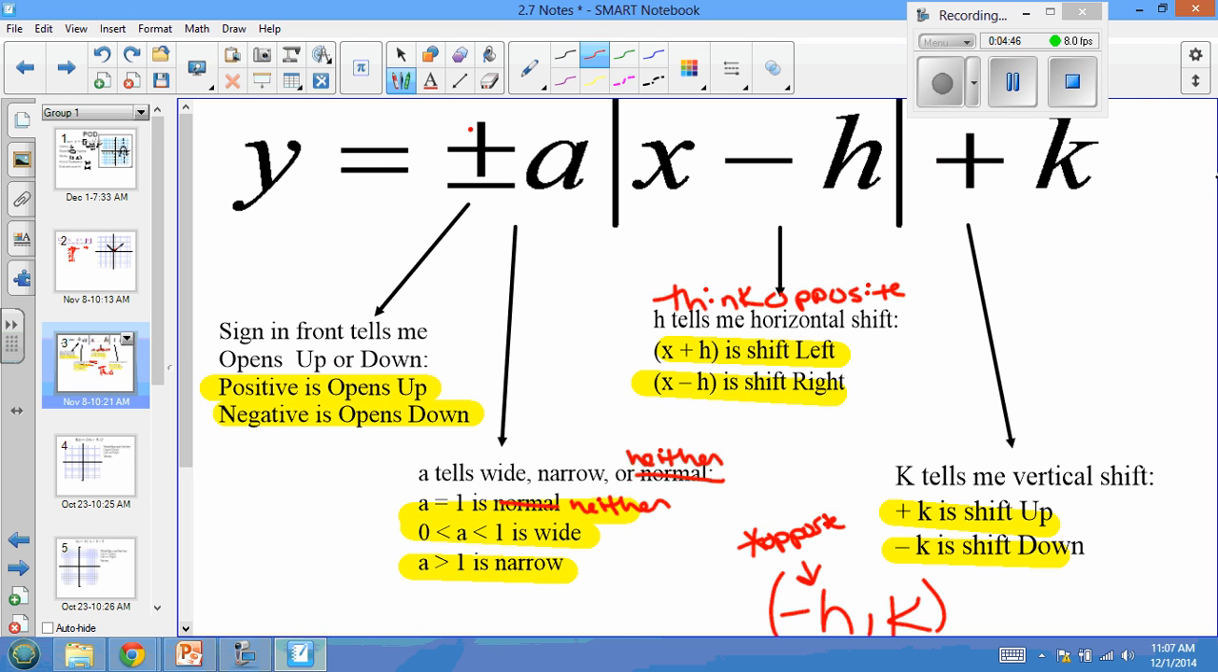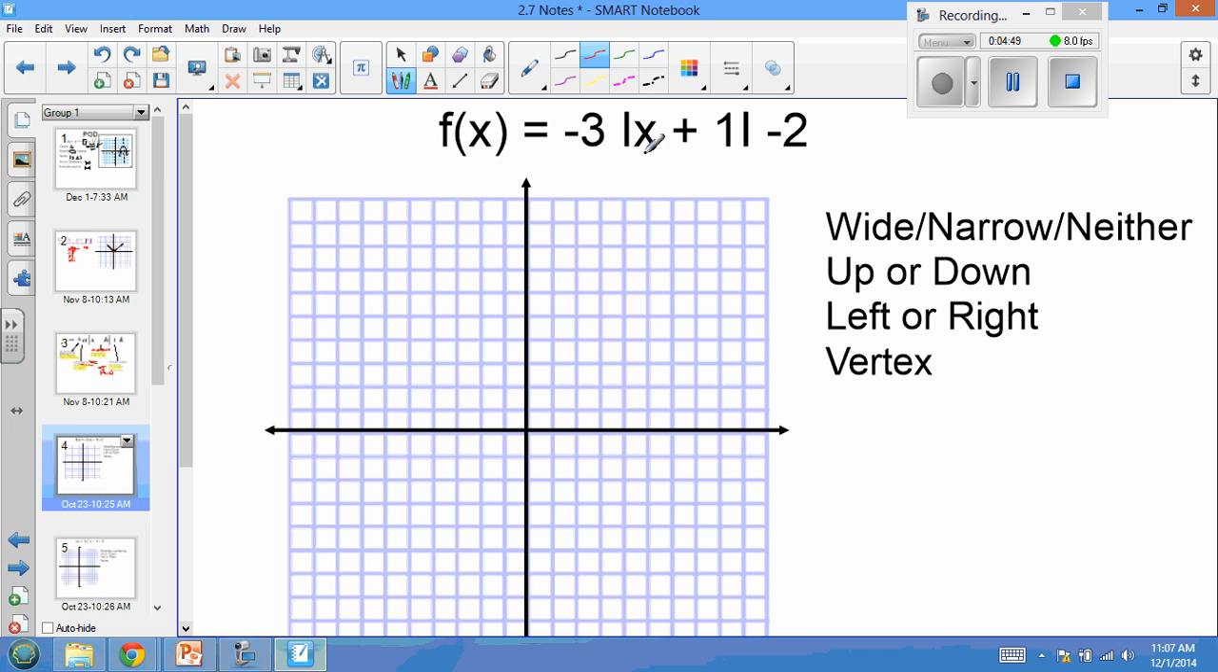So we're going to use these to help us graph. Our first example, the first thing you want to get is your vertex. We're still taking the opposite of the inside, so -1, and the outside stays the same. So -1, -2. If it helps you, draw your line of symmetry, but you do not have to draw that anymore. That's just if you need help to remember where to flip.